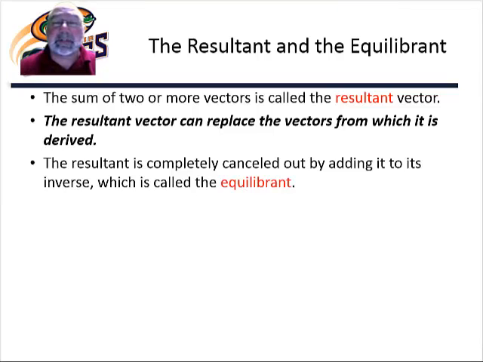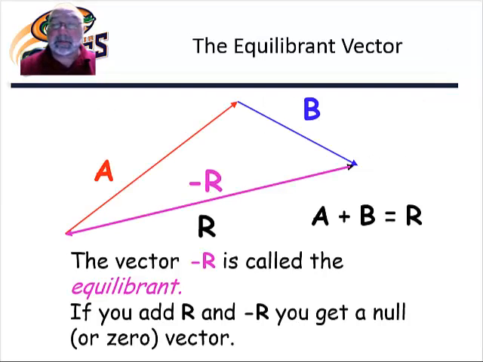The resultant is completely canceled out, brought to zero, by adding to it its inverse, which we call the equilibrant. It's the negative of the resultant. You put the point on the opposite end and it becomes the equilibrant. So the equilibrant vector is the pink or purple vector. For R, it's negative R. R's point was up here next to the tip of B. The equilibrant vector, or the negative resultant, has its point down at the beginning. It's how we bring our sum back to zero, and we call that the zero vector.